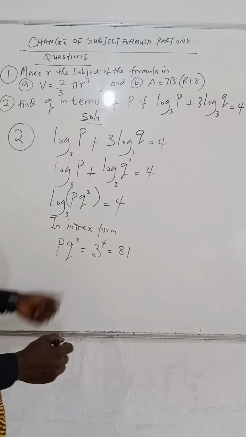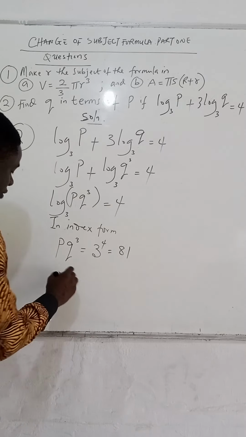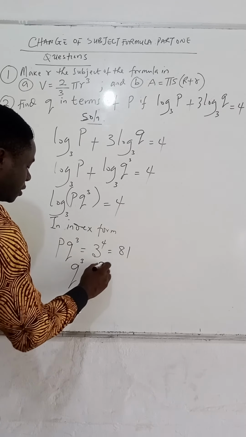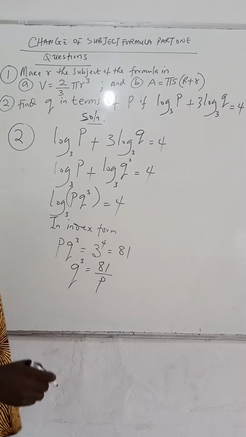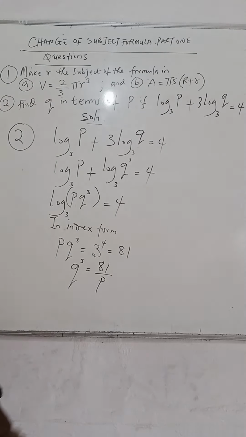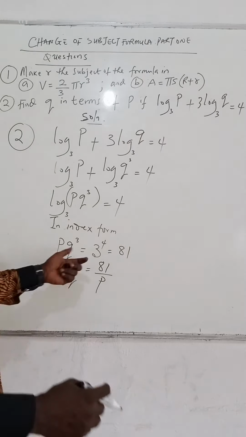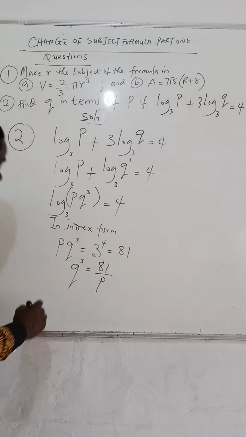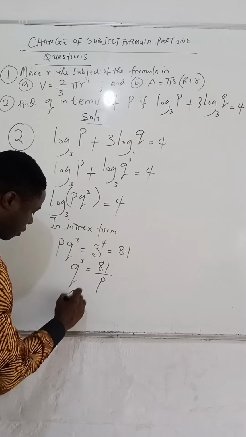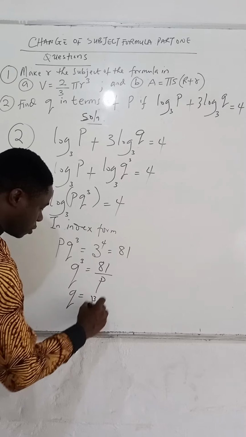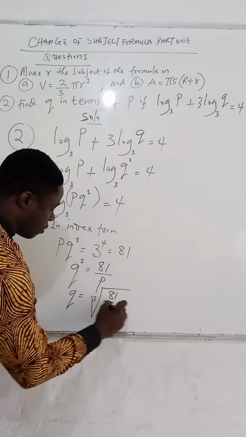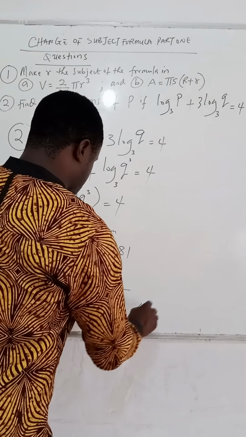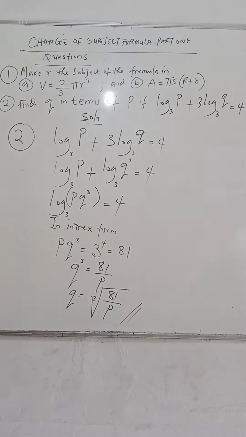So we divide both sides by p to make q the subject of the formula. So to make q cubed the subject of the formula, we have 81 over p. The next thing we need to do is to make q the subject of the formula, and q here is cubed. To clear up the cubed sign, we have to take the cube root of both sides. We have q equals cube root of 81 over p. So this is the solution to question 2.